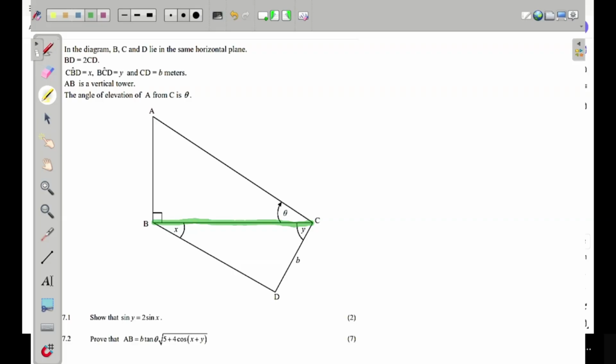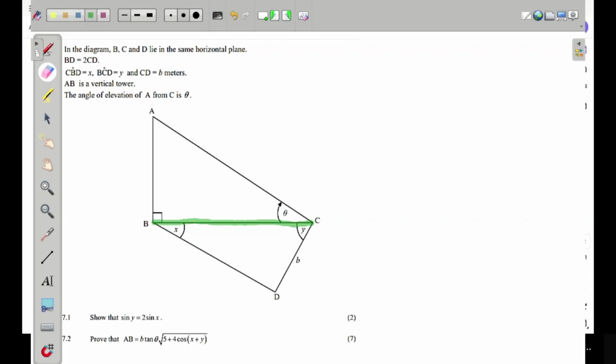99% chances are I will need that side BC because that is the one side that will help me to link up all that is happening in triangle BCD with all that is happening in triangle ABC. So I want you to watch out for your common sides, the shared side, the sides which the presented triangles seem to share. I want you to pay attention to those. Do not neglect those sides.